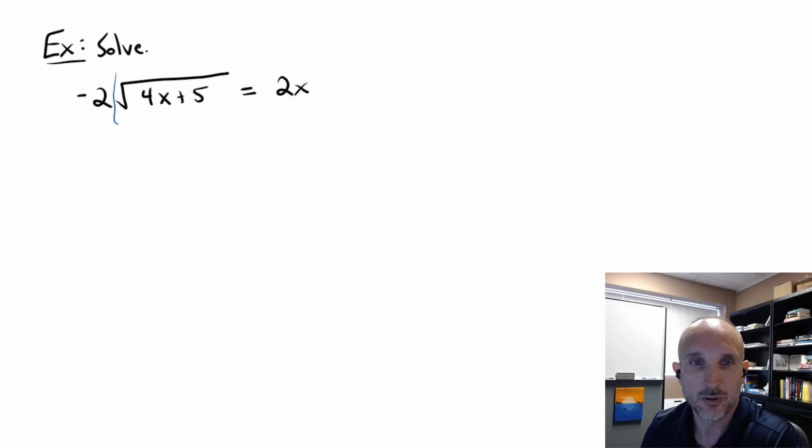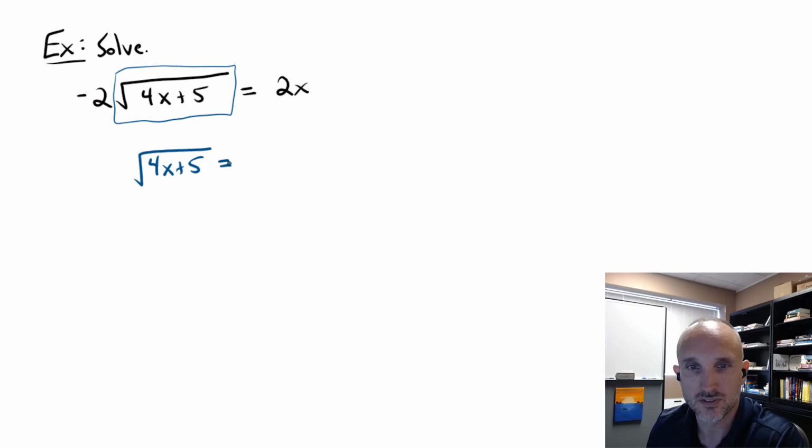And the way I'm going to do this is, as we have in the past, I'm going to get my square root by itself by dividing both sides by negative 2, which leaves the square root of 4x plus 5. If I divide 2x by negative 2, I just get negative x, because 2 divided by negative 2 is negative 1.